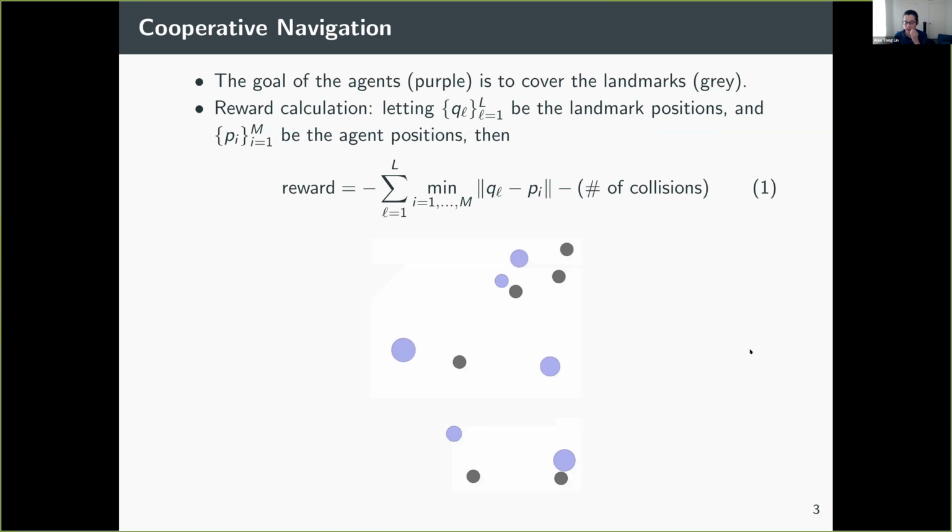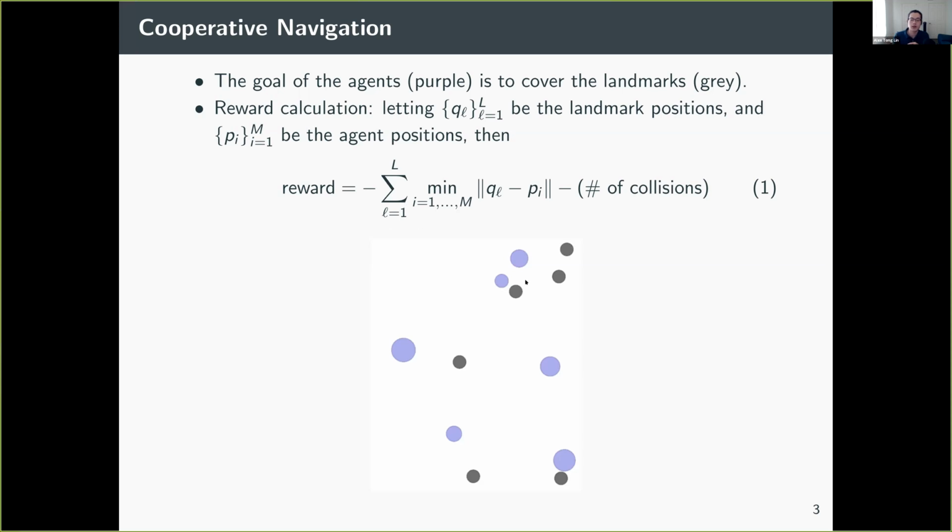And then in the video slides and also in the paper, I go through some experiments. One of these experiments is cooperative navigation, where you have all these multi-agents and you want them to all cover the landmarks. So here, the reward is basically, you look at each landmark and you find the minimum distance agent. And then you take the negative of that and you sum that all up.